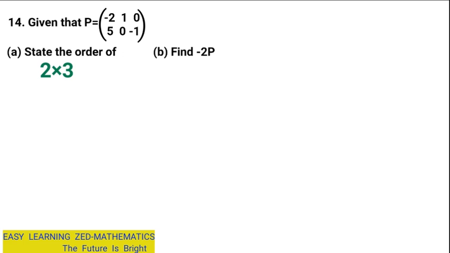Question (b) is asking us to find -2P. So I'm going to write -2P here, which is equal to -2 times the value of P. Matrix P is open bracket, then that is matrix P. So what it means here, -2 is a scalar, so I'm going to multiply every element in this matrix by -2. I'm going to open a bracket down here, then I'm going to have -2 by -2, then -2 by 1, -2 by 0.